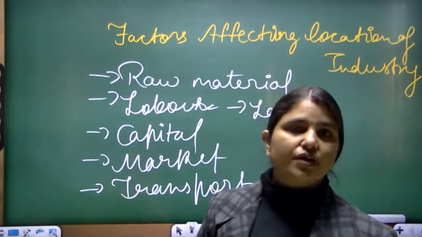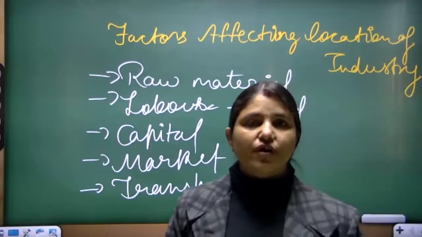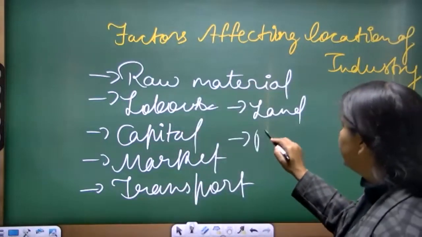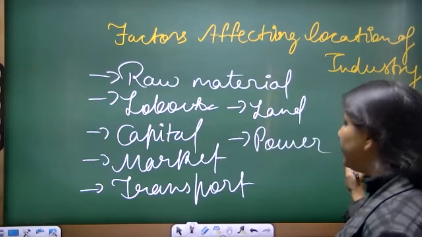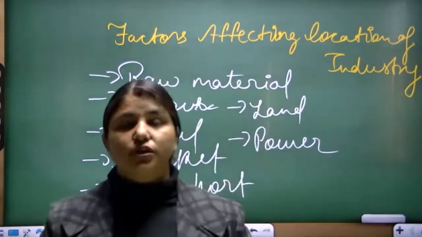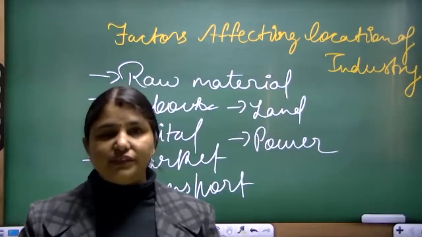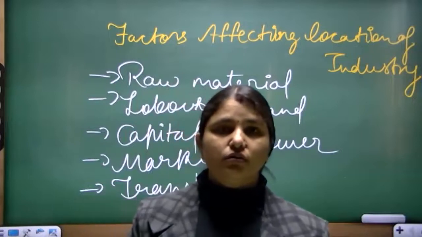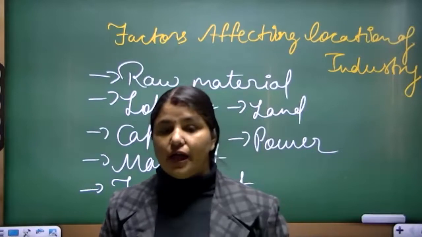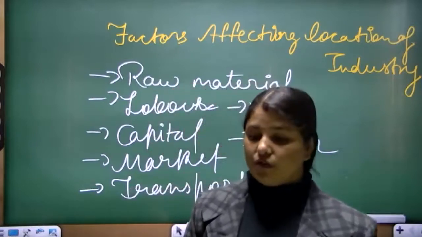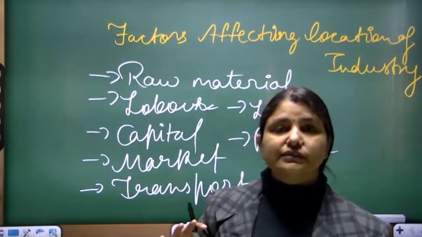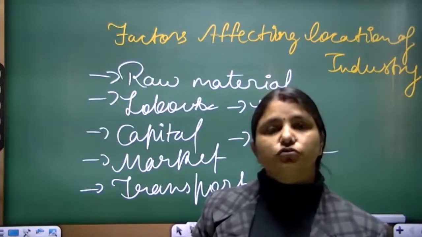Land is also one of the very important factors which we require for our industry. After land, the last one which we will see is power. Power means electricity, which is also definitely required, because in industries we cannot do work without machineries, and machineries can't work without power. So power should be there.